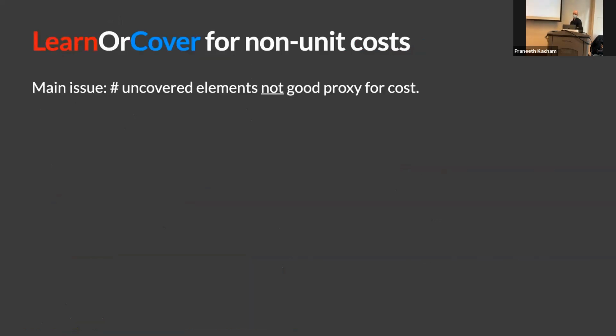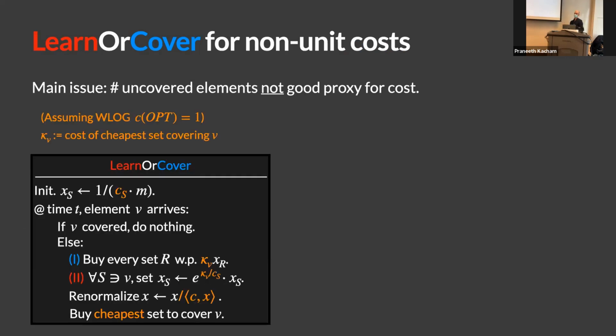I don't have time to tell you about the non-unit cost setting. The main issue if your sets now cost different things is that you can't just count the number of times you land in the else clause. There's some rounds in which the element arrives, and the cheapest set covering that element might be really expensive. You need to be more careful. And so, okay, this was actually a big part of the paper. Historically, this is where we spent most of our time figuring this part out.